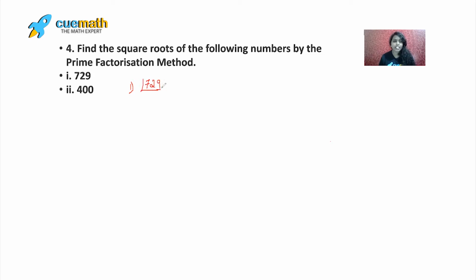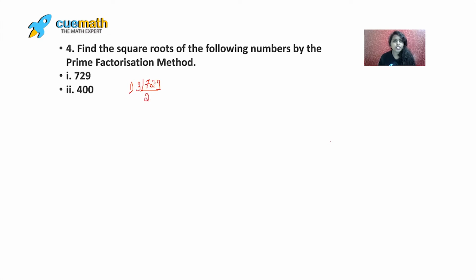So definitely this is not an even number, so I would not suggest you start with 2. Let's check with 3 now. The divisibility test of 3 is that you add all the digits and check if the sum of all the digits is divisible by 3, and hence you can go with this. So 7 plus 2 is 9, 9 plus 9 is 18. Yes, exactly, 18 is divisible by 3. So we'll start with 3.